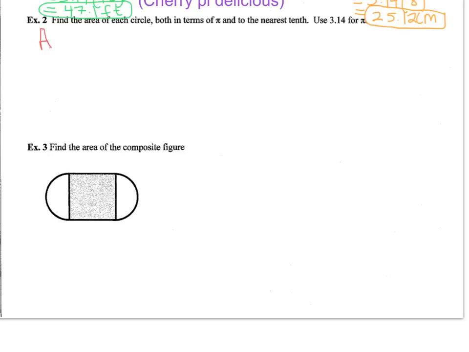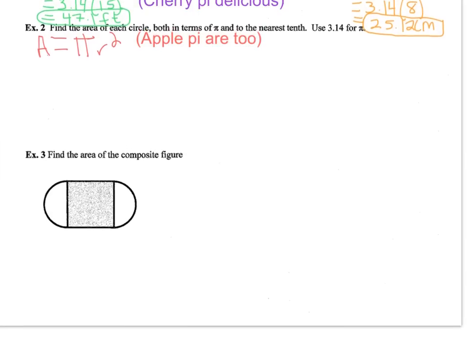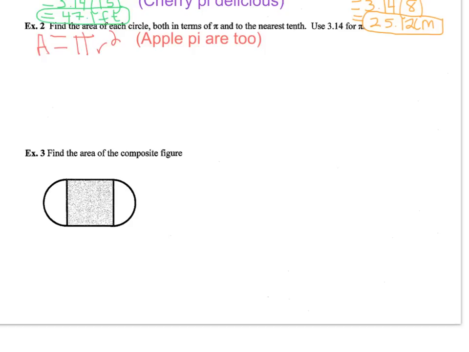Area equals pi r squared. Okay, sorry, that turned out kind of funky. The little saying that I have for area is "apple pie R2." So, cherry pie delicious, apple pie R2. Ignore the bad grammar, okay? It's just a fun way to remember our formulas.